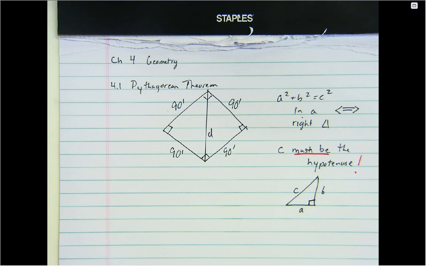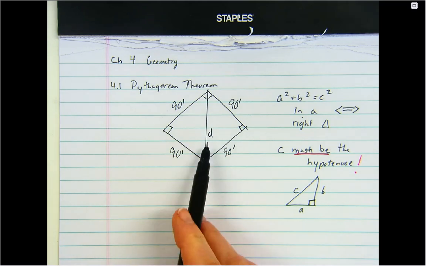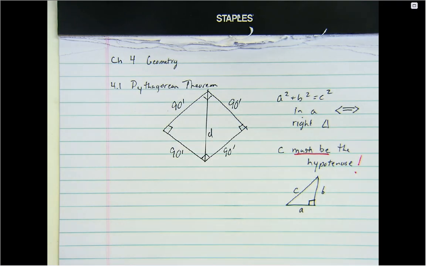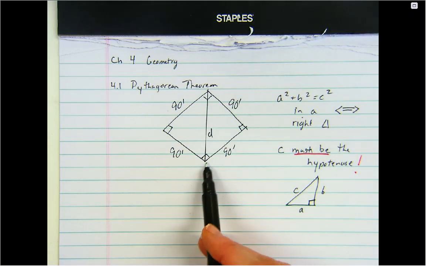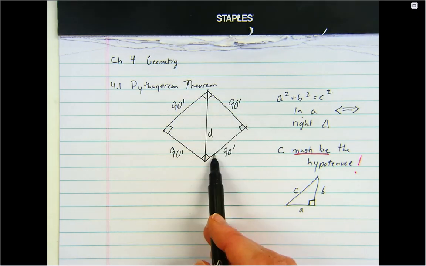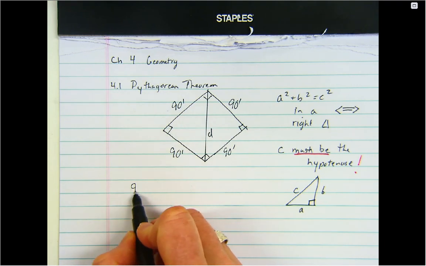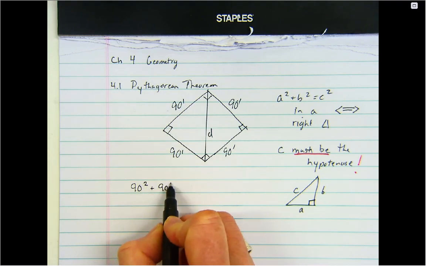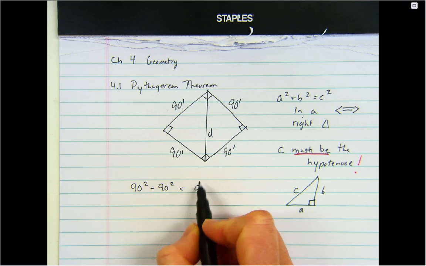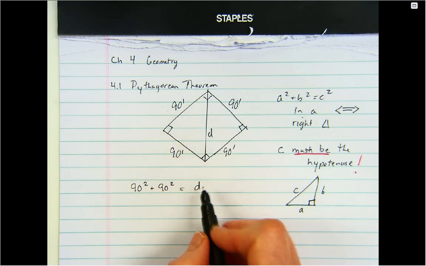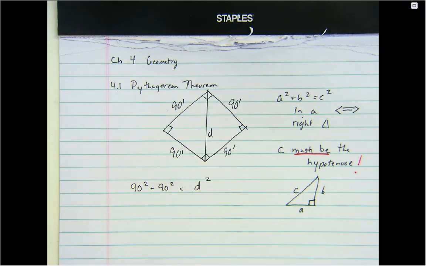So let's go ahead and use that now to find the missing side here. In our triangle that we created by cutting the square down the middle, we have the right angle formed by the two sides that are 90. So those are our a and our b. And the other side does not make the right angle, that's d. Don't forget the squaring. I don't know why some students forget the squaring, but don't forget it.